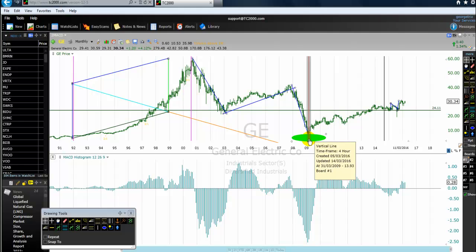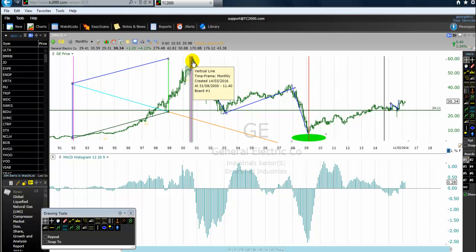The corrective phase of this Elliott wave cycle is from this pink line here, follow my cursor, to the red vertical line here. So we have what we call a zigzag pattern, 1, 2, 3, or A, B, C. The A can be subdivided into 5 minor waves, and the B can be subdivided into 3 minor waves. The C part of the zigzag pattern can also be subdivided into 5 minor waves.